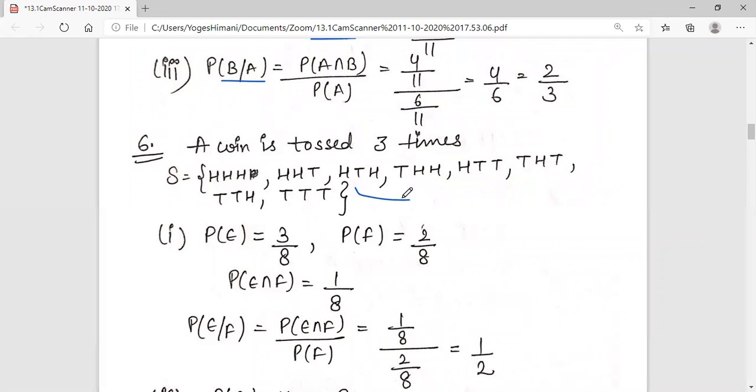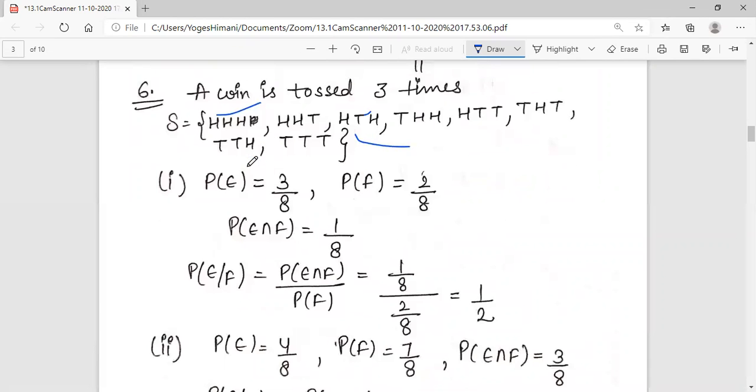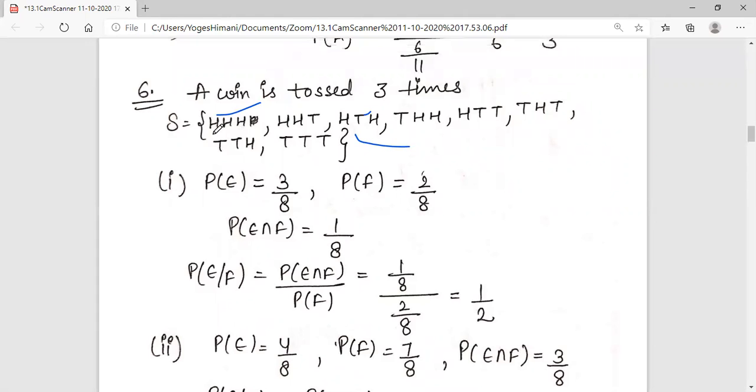In the first part, they're saying E. E is the event head on third toss. Head on third toss, how many are there? 1, 2, 3, 4. 4 elements, so we will write 4 by 8. Okay. After that, head on first two tosses, only first two tosses.